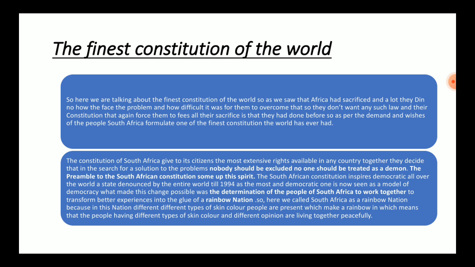The Constitution of South Africa was established in the year 1994. Till that year, most of the countries had got their independence. So we can say that the country where the apartheid system prevailed was now having the finest constitution in the world. Let us discuss how. Here we are talking about the finest constitution of the world.